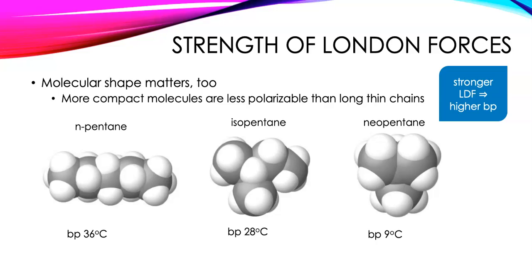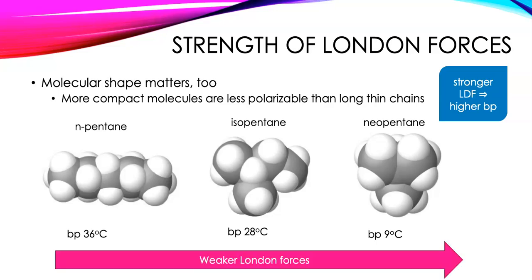They all have the same chemical formula, but the long, thin chain of n-pentane has a more distortable, more polarizable electron cloud than neopentane, and that's why we see this pattern in the boiling points. So that's an important thing to remember as well. The shape of the molecule does affect it. I think, though, the College Board is much more likely to talk about the number of electrons, a larger electron cloud being more polarizable, than to talk about the shape.